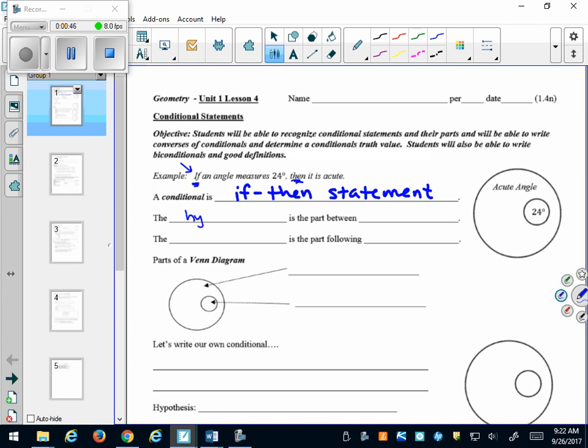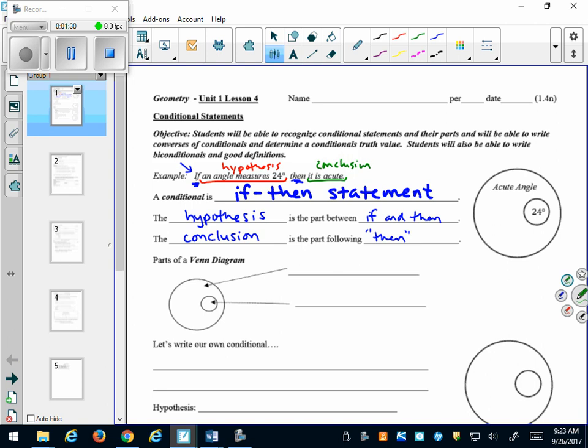The hypothesis is the part between the if and the then. So in other words, it comes right after the if. And the conclusion is the part following the word then. So if we were going to label this example here, an angle measures 24 degrees is the hypothesis, and it is acute is the conclusion.